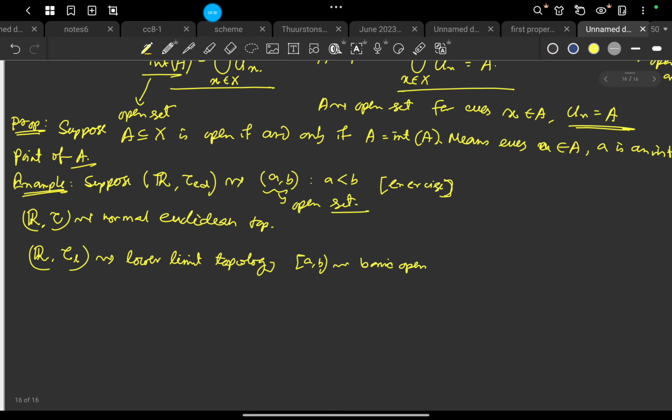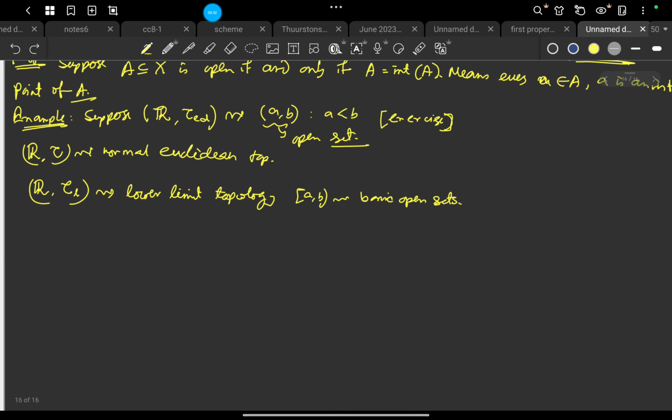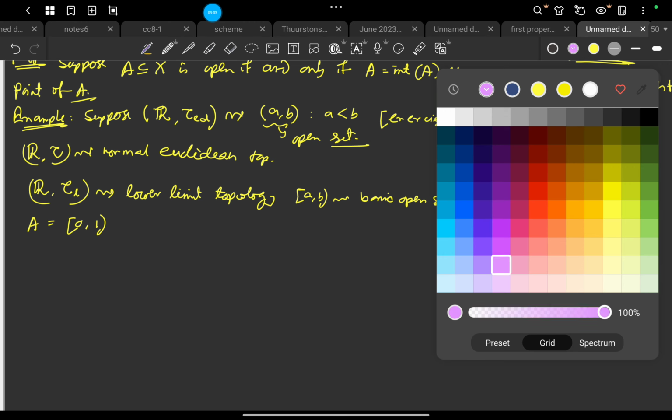We'll define what a basic open set is, but for now just consider that any open set will be an arbitrary union of this kind of set. Alright, now we consider A to be [0, 1). So first of all, what are the properties that one can quickly figure out?